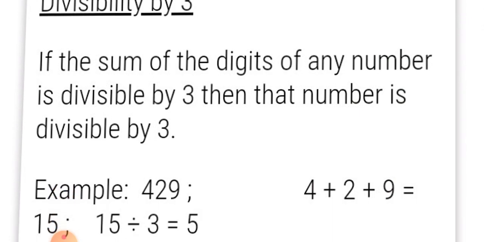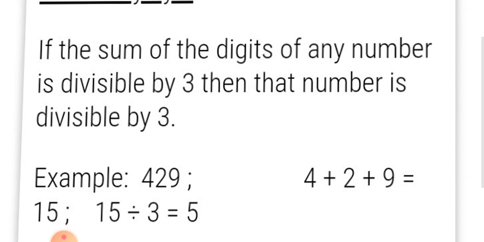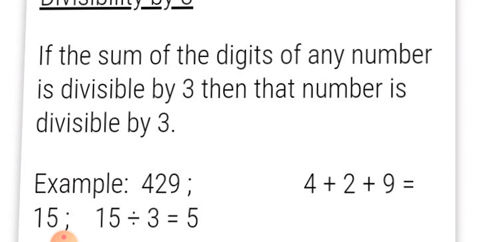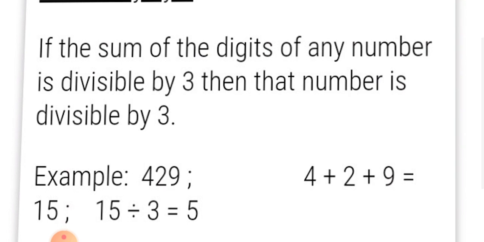For example, look at this number, children, 429. Here you have to add all the digits. The digits in this number are 4, 2 and 9, isn't it? So you add all these three digits together, that is 4 plus 2 plus 9. Then you will get the answer 15. Now you have to check whether that sum is divisible by 3 or not. If that number can be divided and we get the answer without leaving any remainder, then you can write that the given number is divisible by 3.